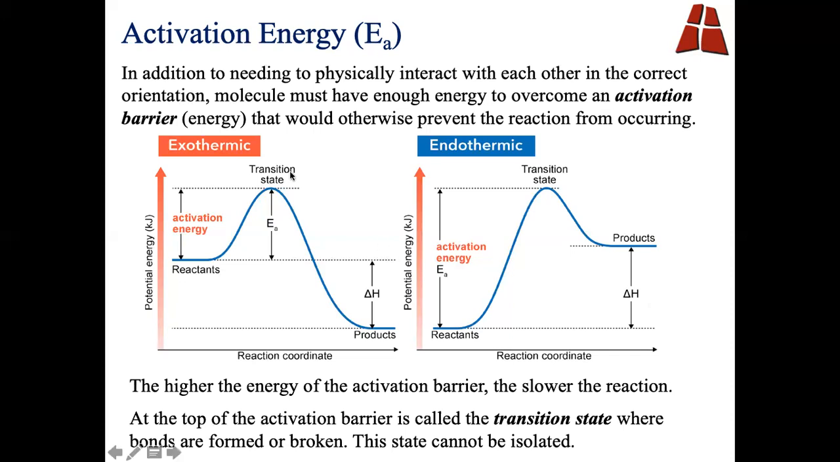At the top of our barrier, we get what's called the transition state. This is the state where bonds are actually formed or broken. By definition, this transition state cannot be isolated. This is not something we're ever going to see, but it is something that can be speculated and reasoned out.